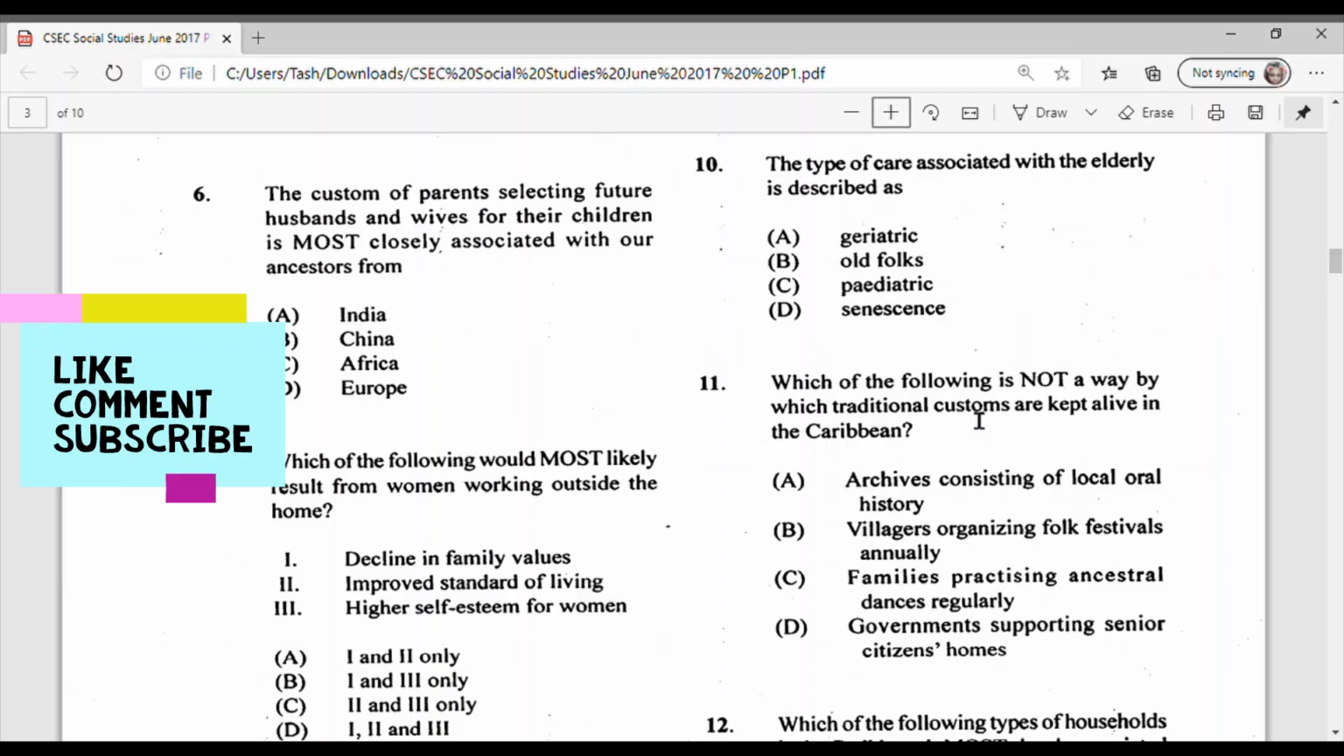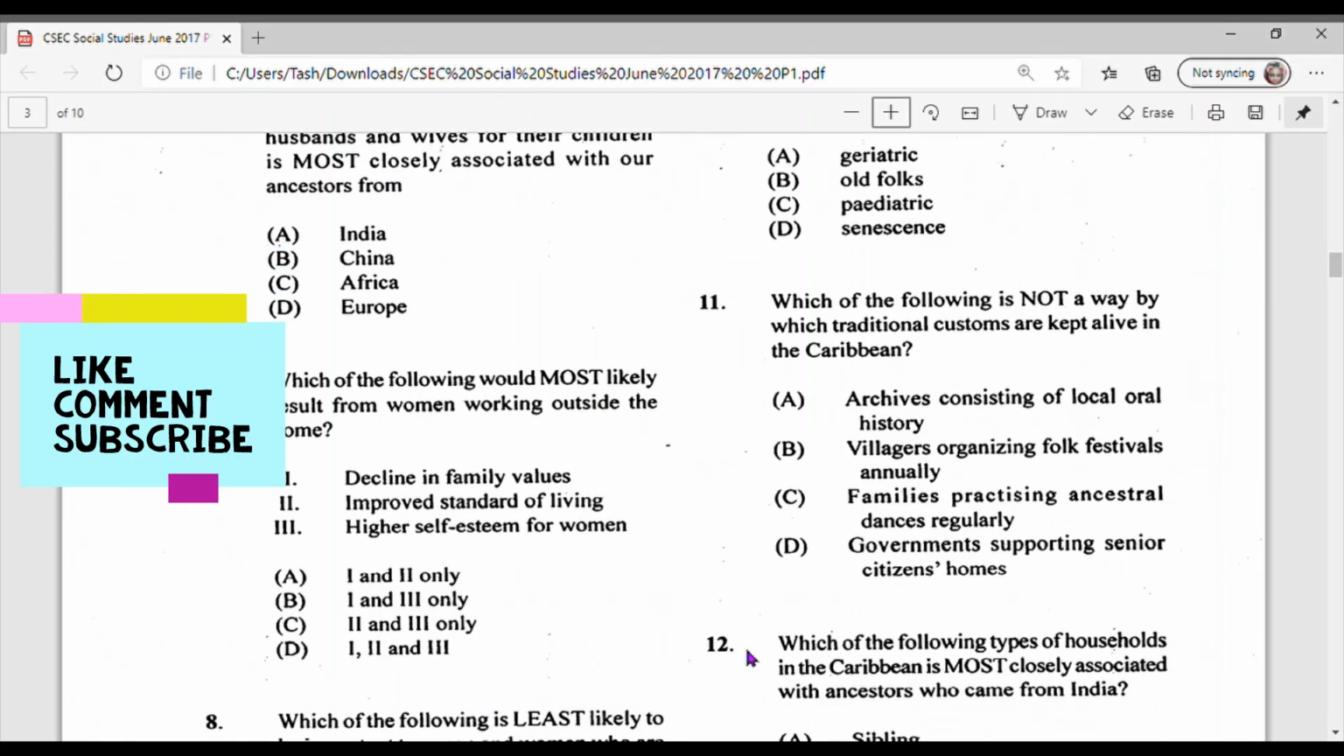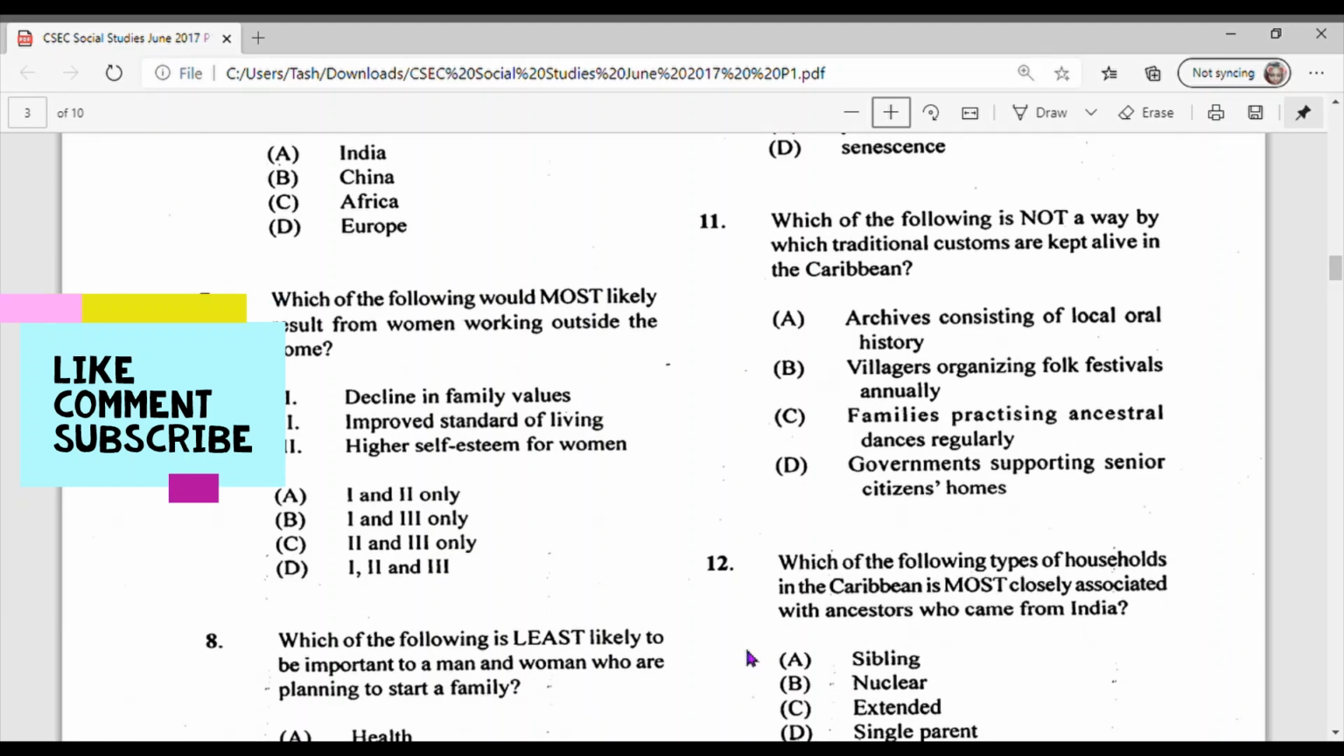alive in the Caribbean? A. Archives consisting of local oral history. B. Villages organizing folk festivals. C. Families practicing ancestral dances regularly. Or D. The government supporting senior homes. The support of senior homes does not necessarily mean that you are keeping the traditional customs alive, because the customs are not necessarily being practiced. So the answer for that, since it says not a way, it would have been letter D for number 11.